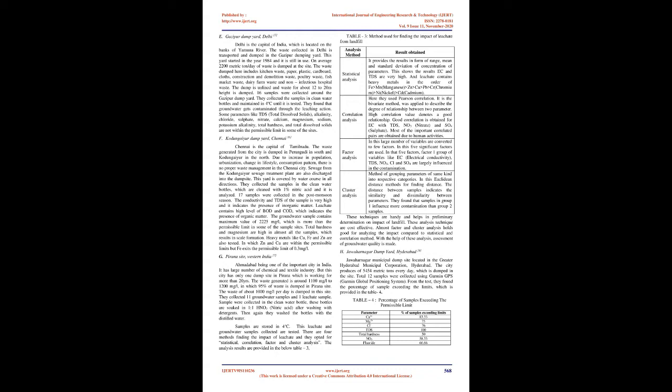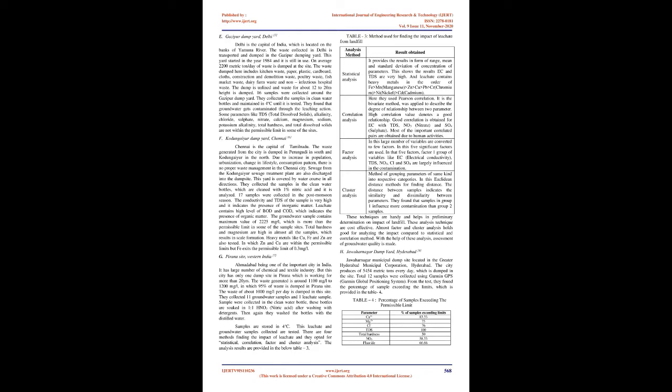They collected 11 groundwater samples and 1 leachate sample. Samples were collected in clean water bottles. These bottles are soaked in 1:1 HNO3, nitric acid, after washing with detergents. Then again they washed the bottles with distilled water. Samples are stored at 4°C. These leachate and groundwater samples collected are tested. There are 4 methods for finding the impact of leachate, and they opted for statistical, correlation, factor and cluster analysis.